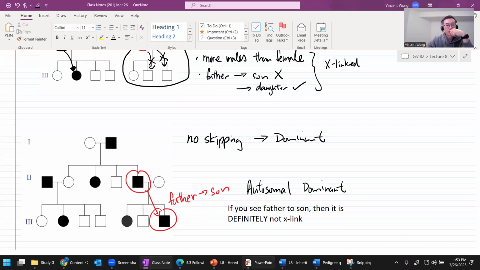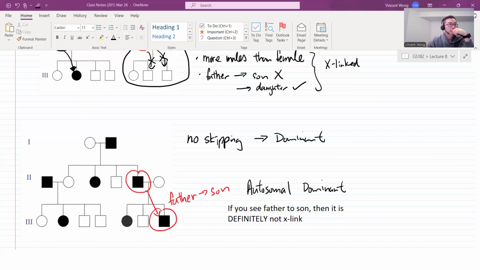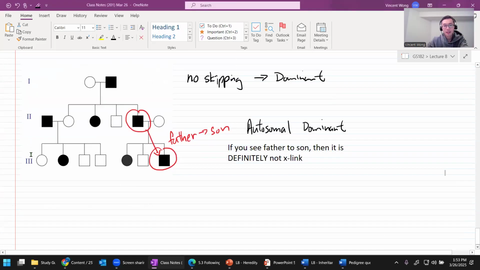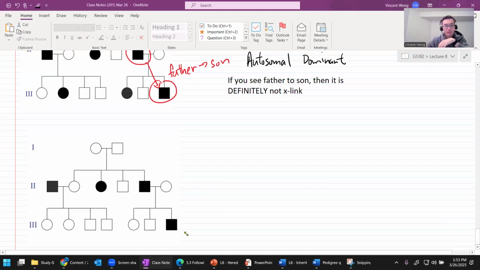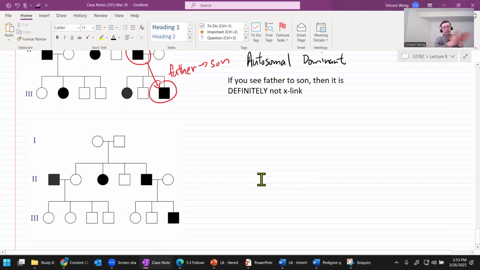Okay, we're going to do another one here. I'm going to let you think about it for a second. So first of all, you've got to figure out whether it's dominant or recessive, and then you're going to have to figure out whether it's X-linked or not.